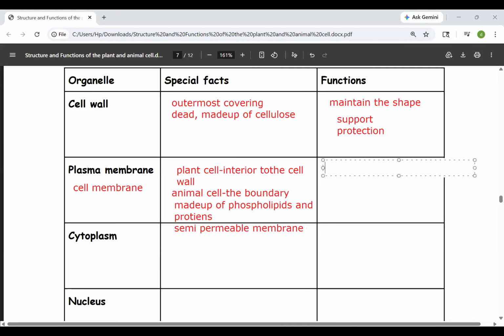Here regarding functions, write down enclose the cell. Enclose the cell. Then allow entry of water, ions, some molecules. Allow entry of water, ions, some molecules.